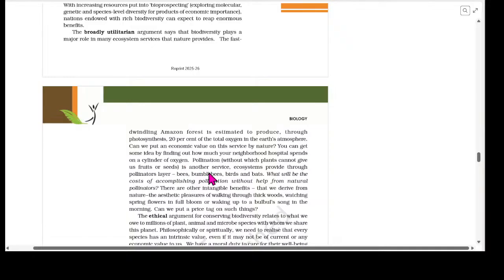Pollination is another service ecosystems provide through pollinators like bees, bumblebees, birds, bats, etc. What will be the cost of accomplishing pollination without help of natural pollinators?